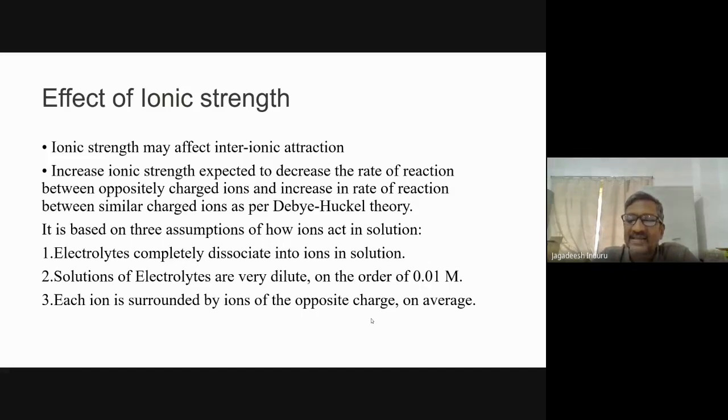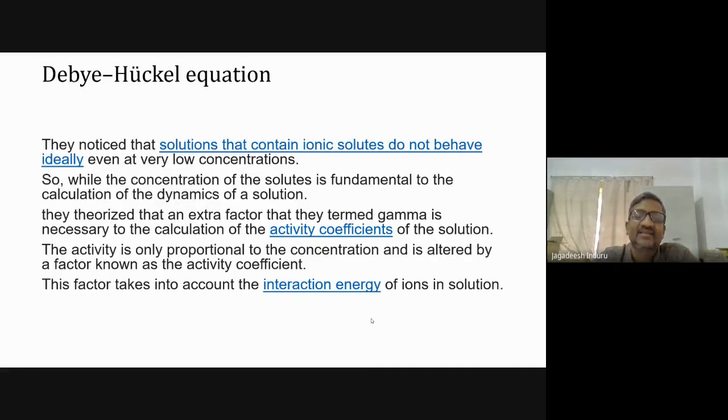According to the Debye-Huckel theory, he made the assumptions and postulated that even at a lower concentration, of the order of 0.01 normal, they are not behaving ideally; they are behaving in a real sense as something else. So they theorized an extra factor, termed gamma. That is necessary for the calculation of the activity coefficients of the solutions. It is not simply the concentrations present in the solution; its activity coefficient matters a lot to the progress of a reaction involving degradation. This is what they postulated. Generally, if we calculate without considering these activity coefficients, we will get an erratic result compared to the real result we expect in the laboratory.